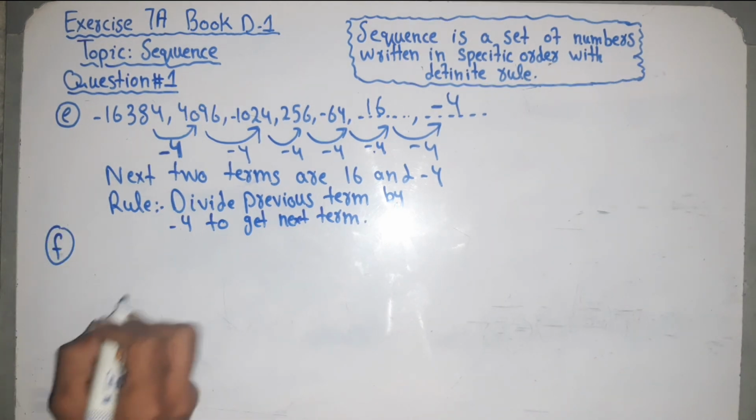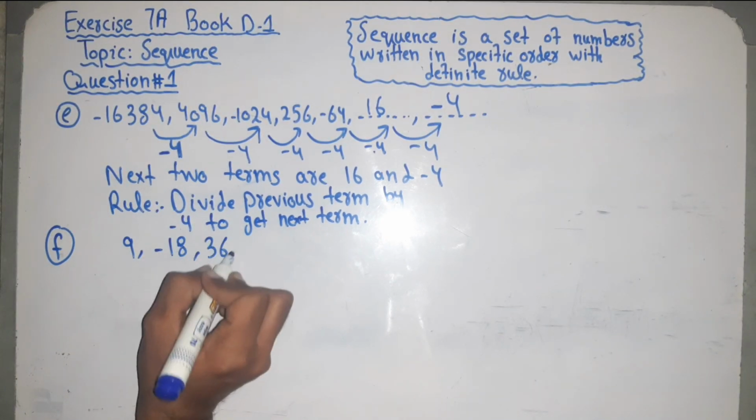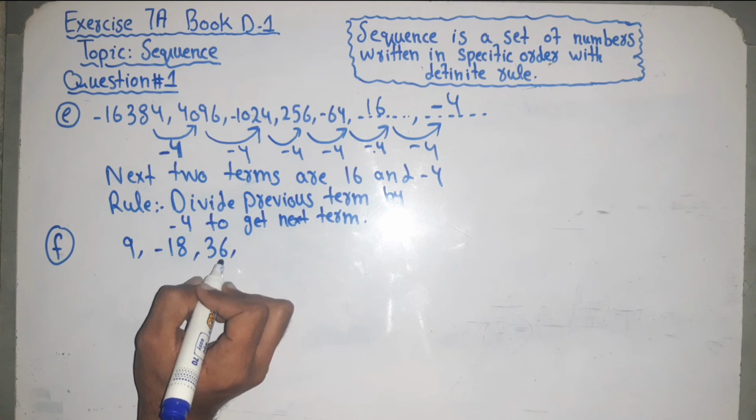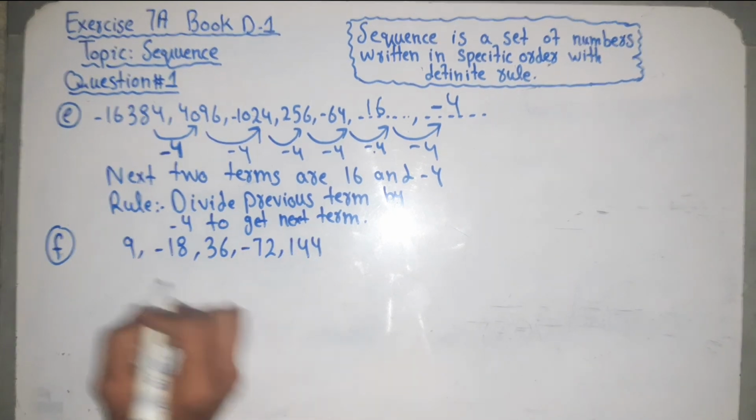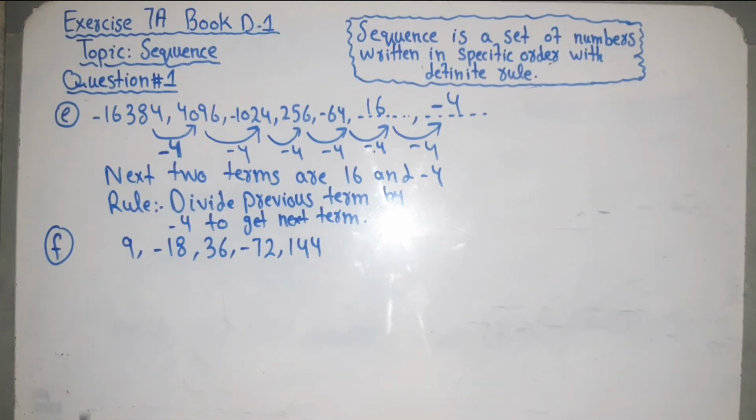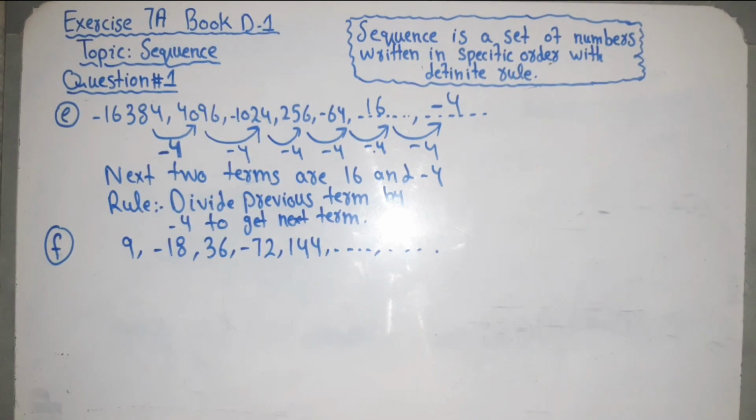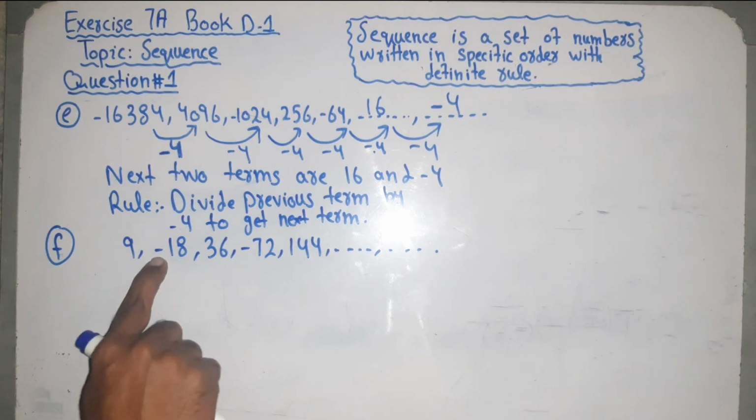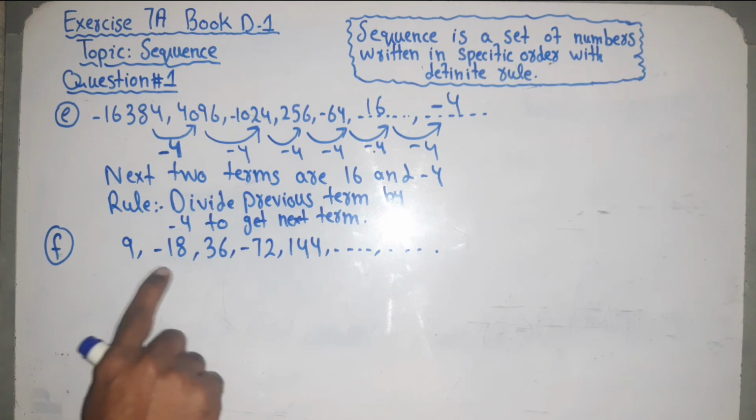Okay, in part F we have 9, -18, 36, -72, and then 144. So this sequence is decreasing, increasing, decreasing, increasing. This sequence is following a decreasing and increasing order. So first of all we have to check, mostly in such cases we have to multiply. So ignore the sign and then check 9 and then 18. So it means that it is multiplying.